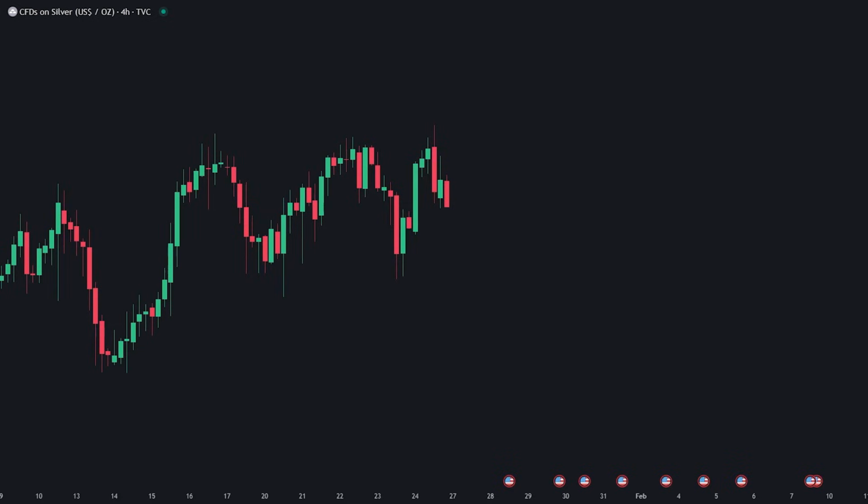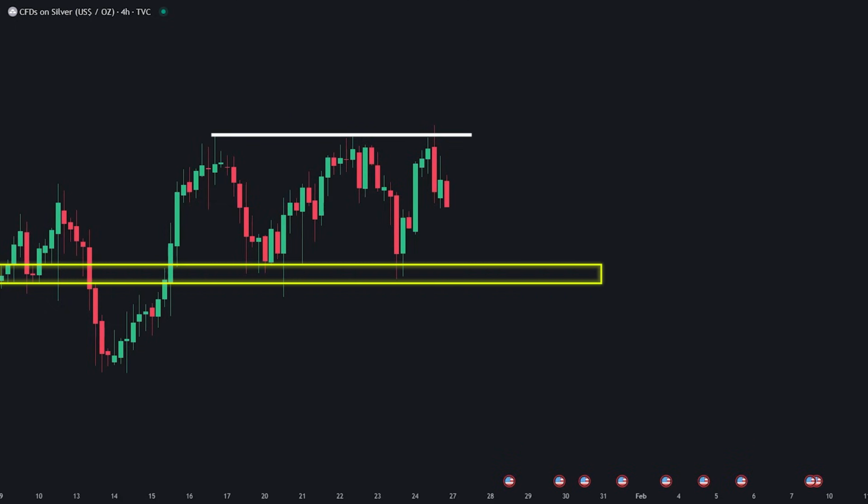This is the silver 4-hour chart. Price is moving within a clear uptrend, but recently failed to create a new high, building a strong resistance that signals a correction is underway. At the same time, a well-formed support zone is attracting retail traders to enter long positions.